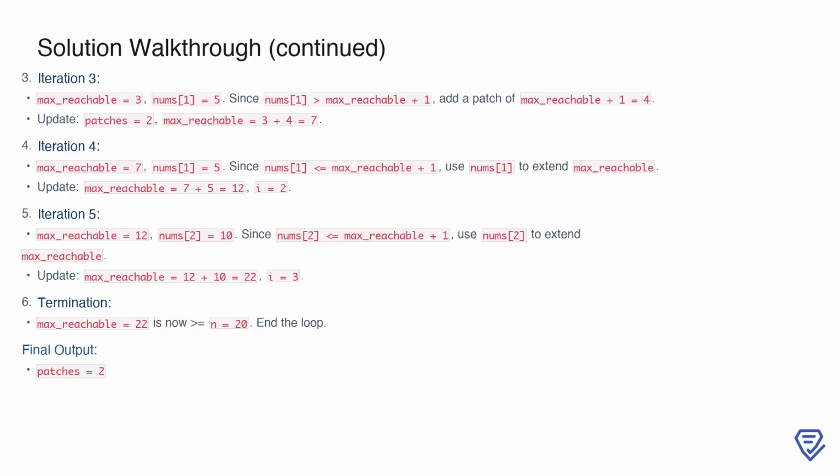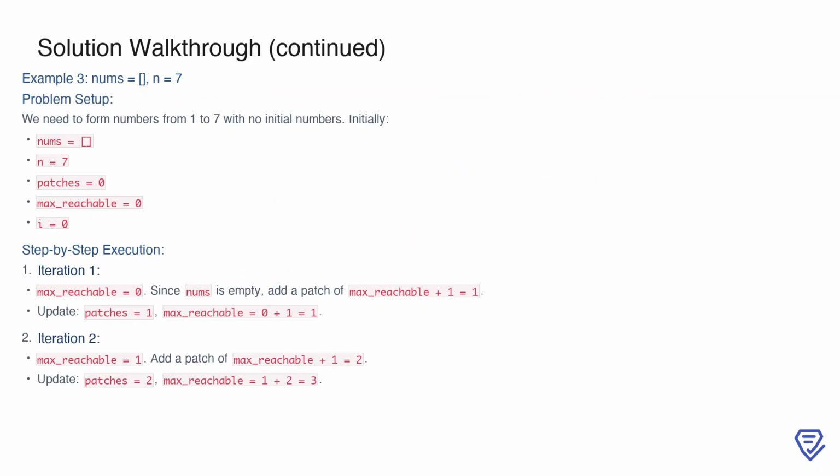Since nums[2] is less than or equal to max_reachable plus 1, we use it to extend max_reachable further. Adding 10 results in a max_reachable of 22, and i becomes 3. At this point, max_reachable is greater than or equal to n, so we terminate the loop. The final result here is that 2 patches were added to cover all numbers from 1 to 20.